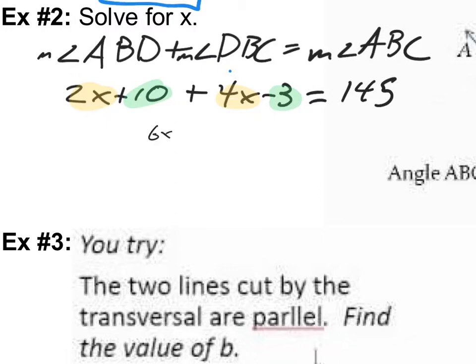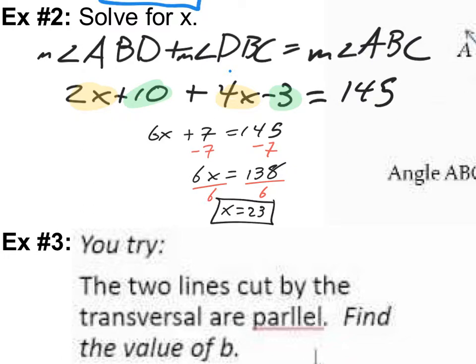2x plus 4x is 6x. 10 and negative 3 is 7. And that equals 145. Now we're just going to go into our algebra, negative 7, negative 7. So I get 6x equals 145 minus 7 is 138. Divide by 6, divide by 6. I don't know that off the top of my head, so I used a calculator. 138 divided by 6 is 23.